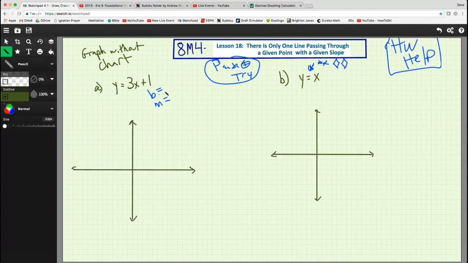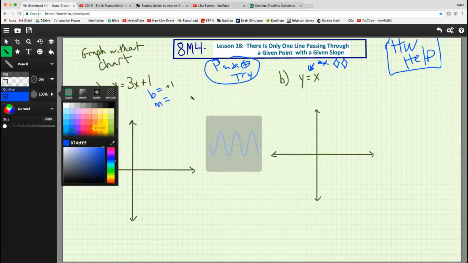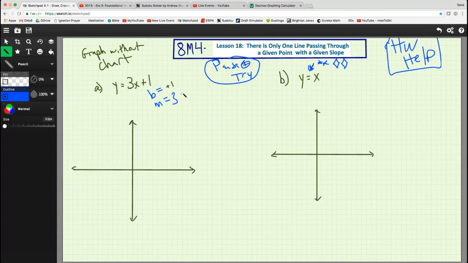Okay, so our B here is +1, right? That's our B, and our M here is 3. Let's go into blue mode, my favorite color. M is 3, and 3 is the same thing, remember, as 3 over 1. So we rise over run: we rise 3 and we run 1. The first thing we do is graph our B, which is (0, 1). Then we're going to rise 3 and run 1.